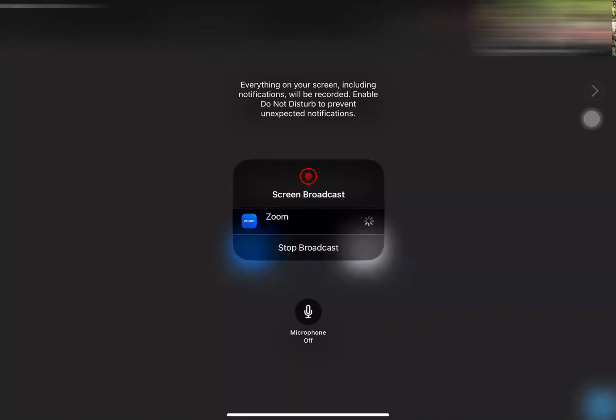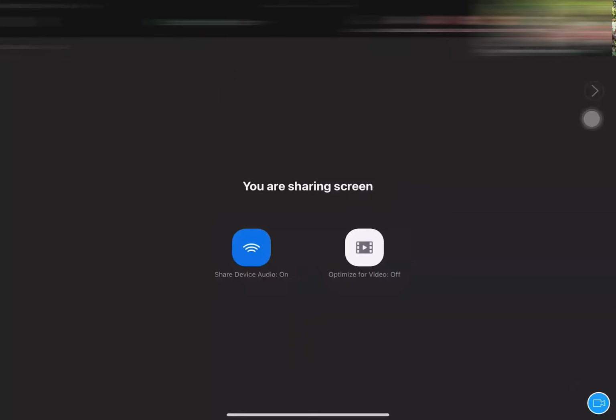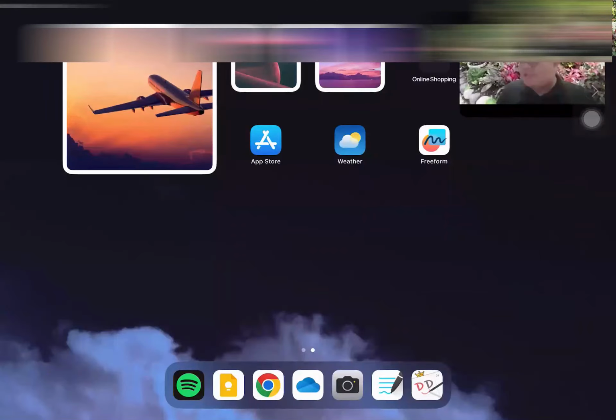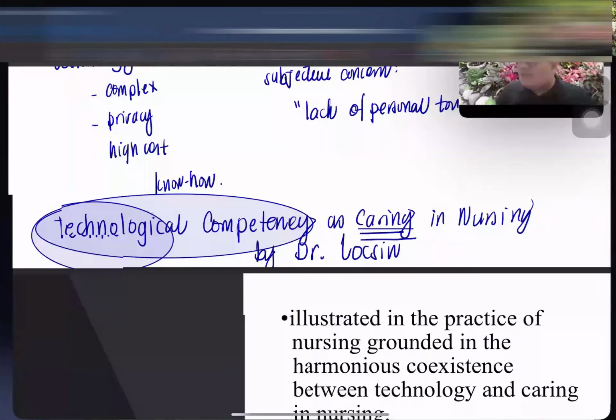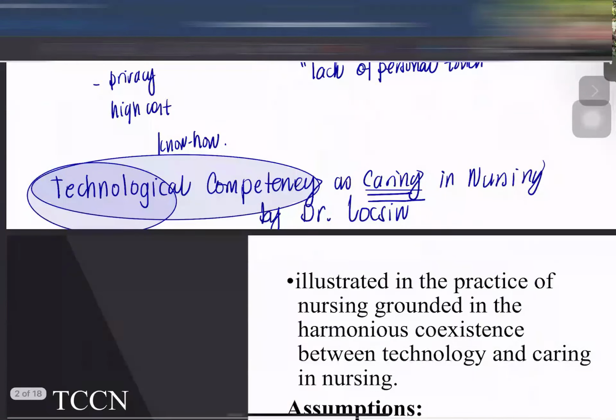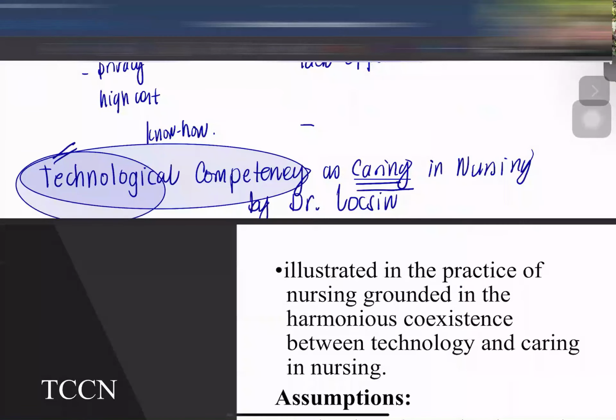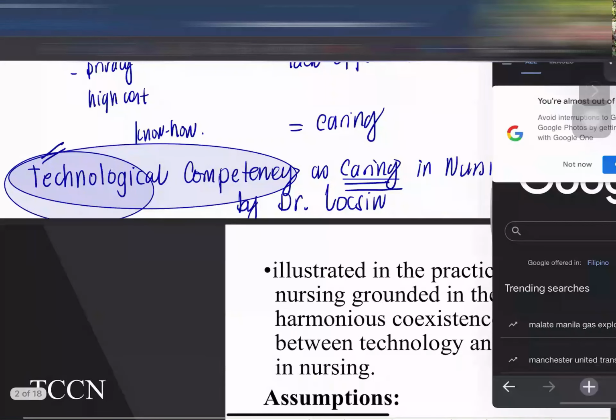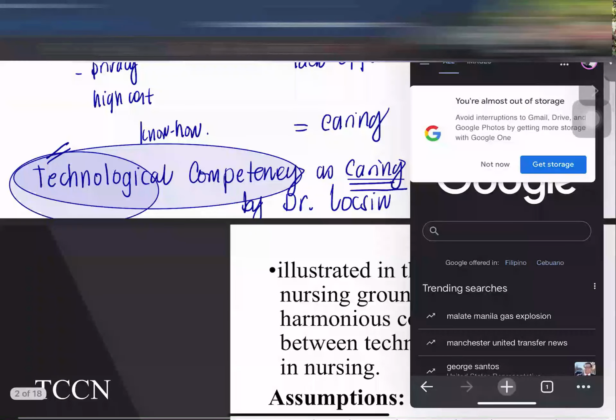Okay, that's one thing that we need to remember. So class, nurses could not actually be replaced by robots. And it is not the intention of technology to replace nurses. But we are reminded that we need to know technology because it is part of our caring for our patients.